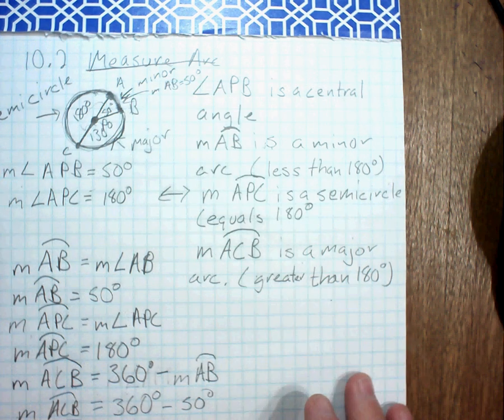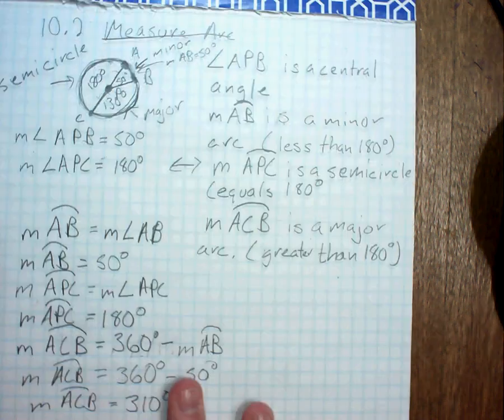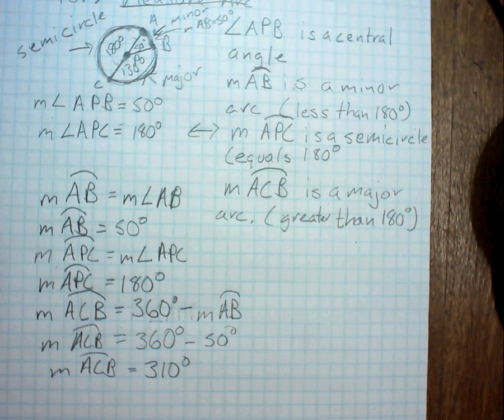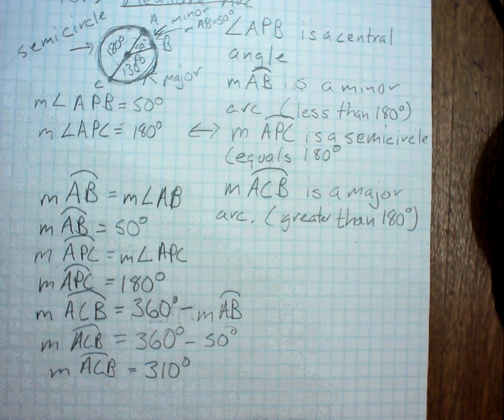Okay? So these are just my notes. This is not quite the example, but we're going to do the example in a second. But I just wanted to explain quite thoroughly how to measure the minor arc and the major arc and what a semicircle is and what the central angle is. So let's move on to example number 1.